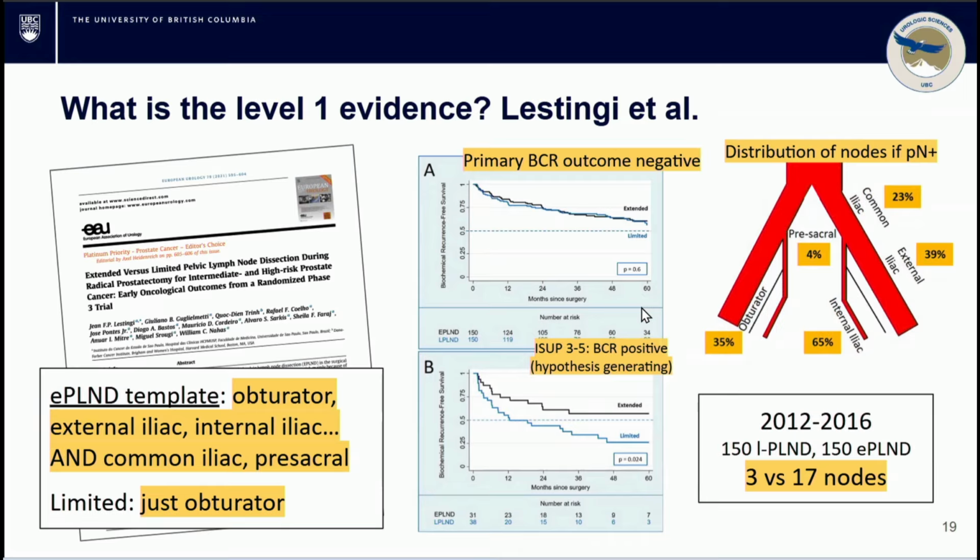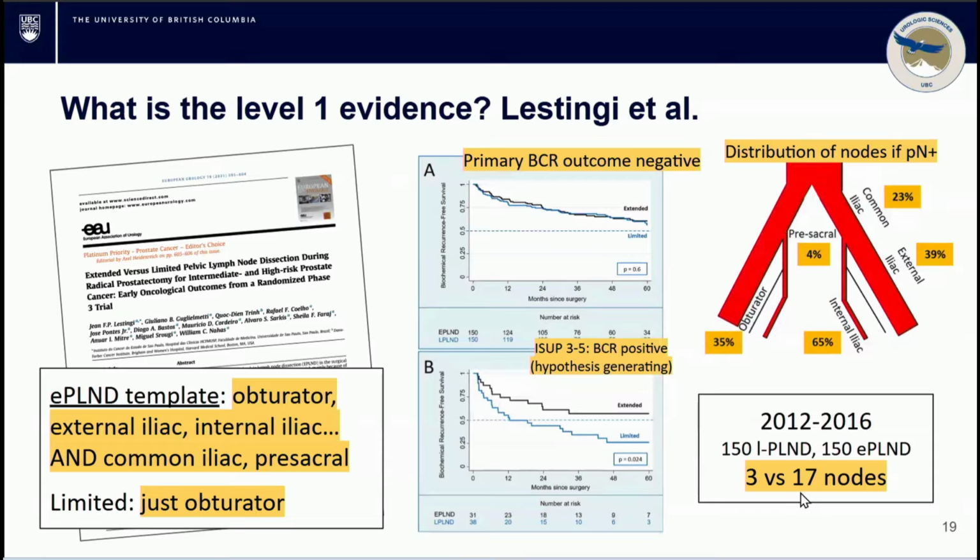And their population was a 60-40 split of intermediate to high risk patients, and they accrued from 2012 to 2016. Now, their specific templates were just the obturator region for a limited dissection. And then for an extended dissection, they took the obturator, the external iliac, the internal iliac, the common iliac, and the presacral nodes. So I'd call this quite a bit more extended than what you might expect. So then that really does bear out. There is a real dissection difference of 3 versus 17 nodes on average.